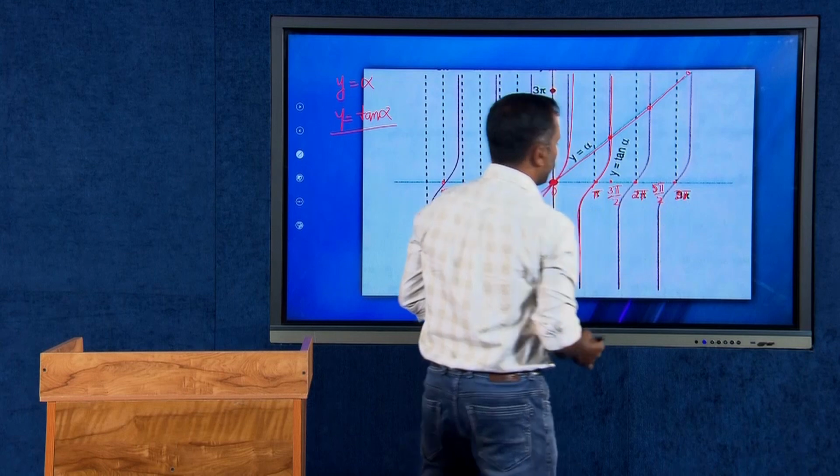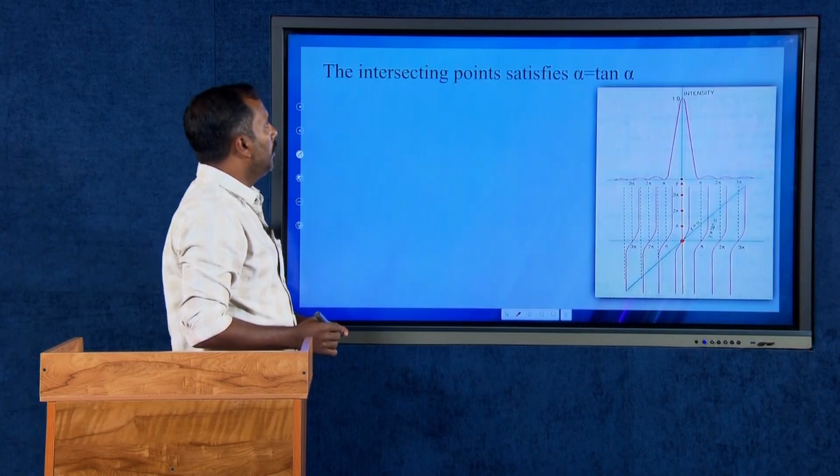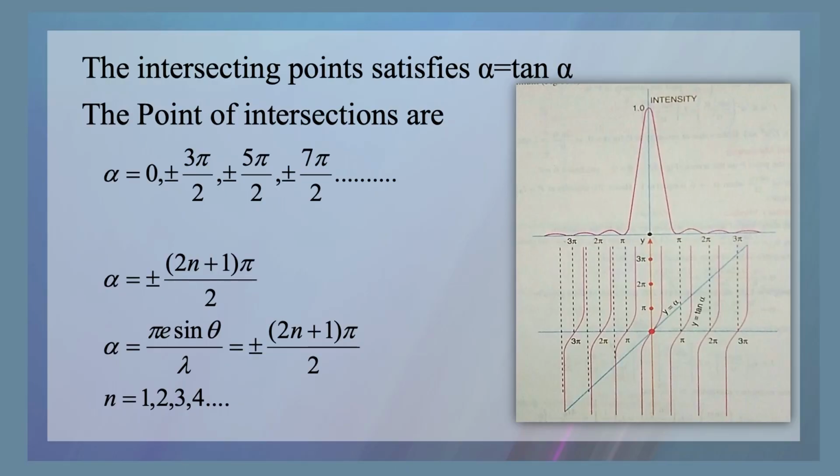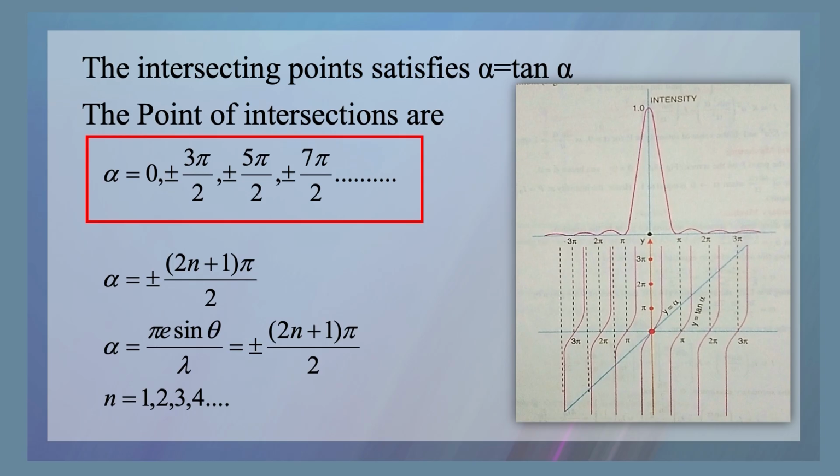This is 5 pi by 2, and so on. So, this intersecting point satisfies alpha is equal to tan alpha. Let us see what the points of intersection are. Here, both graphs intersect when alpha is equal to 0, 3 pi by 2, 5 pi by 2 and 7 pi by 2, etc.